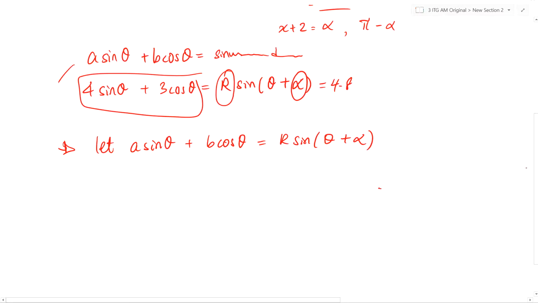Okay, now, since I let a sine theta plus b cosine theta be R sine(theta plus alpha), let us make use of one of the equations on the board. How do I expand R sine(theta plus alpha)? Okay, bracket. Sine theta cosine alpha, plus.